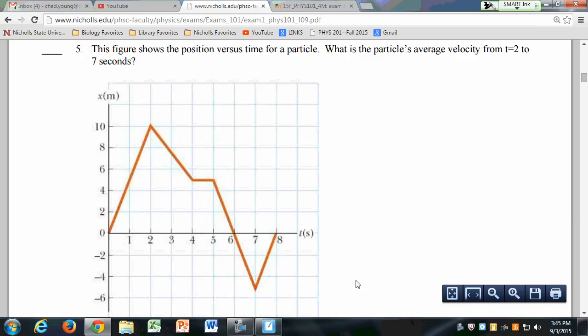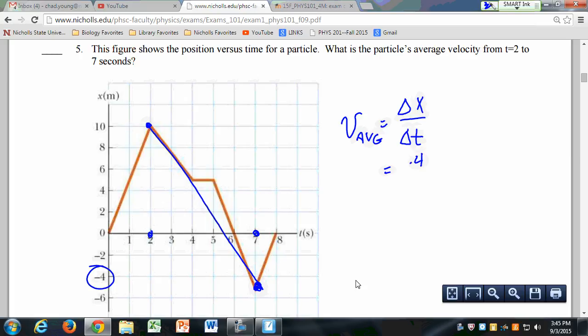All right, so if I'm looking for the average velocity from t equals 2 to 7 seconds, right here, 2 to 7, that means that I'm really looking for the slope of the line that goes from there to there. Or I can think of it in terms of the definition of average velocity, which is delta x over delta t. That's x final, which is -4, over the change in time 2 to 7, which is 5, -4 meters over 5 seconds. That's -0.8 meters per second.